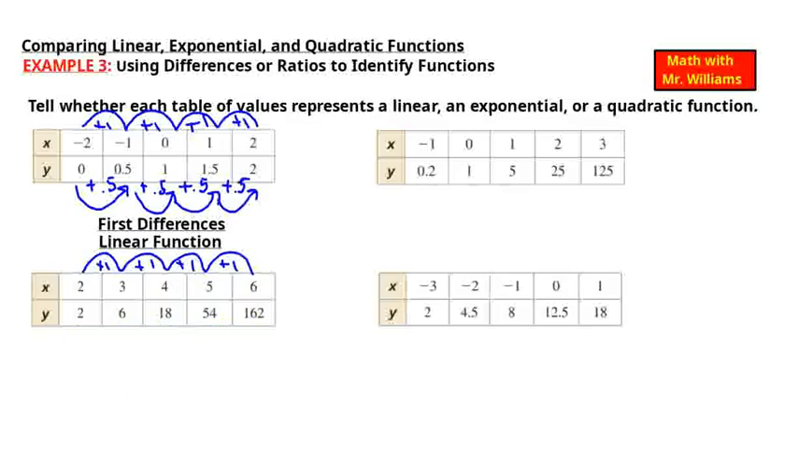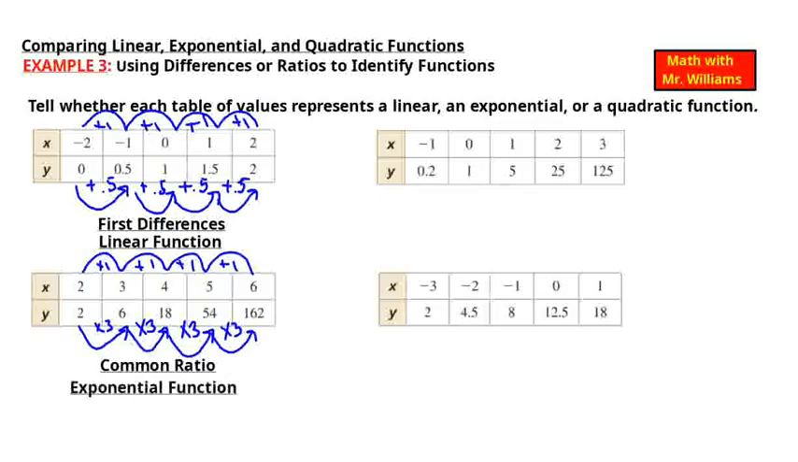All right, so what times 2 is 6? That's times 3. What times 6 is 18? Times 3 again. What times 18 is 54? Well, that's times 3. And 54 times 3 will get me 162. So it does have a common ratio. So that means it's an exponential function.